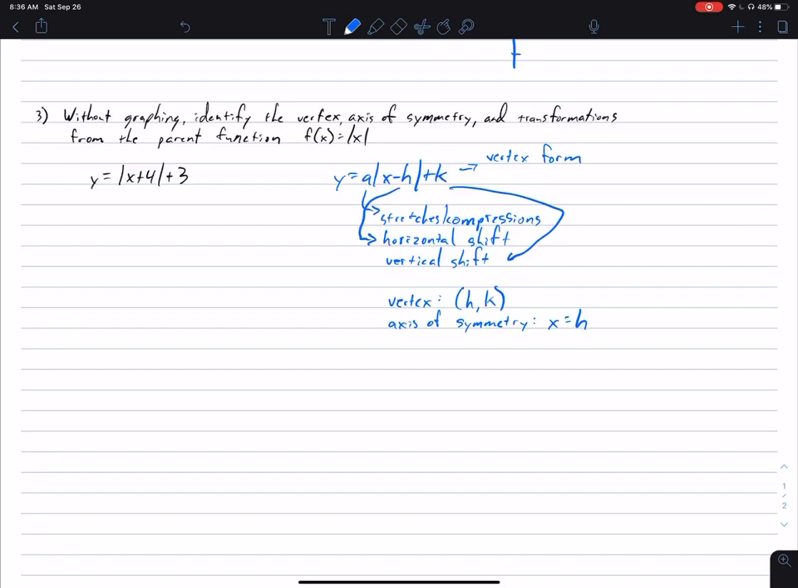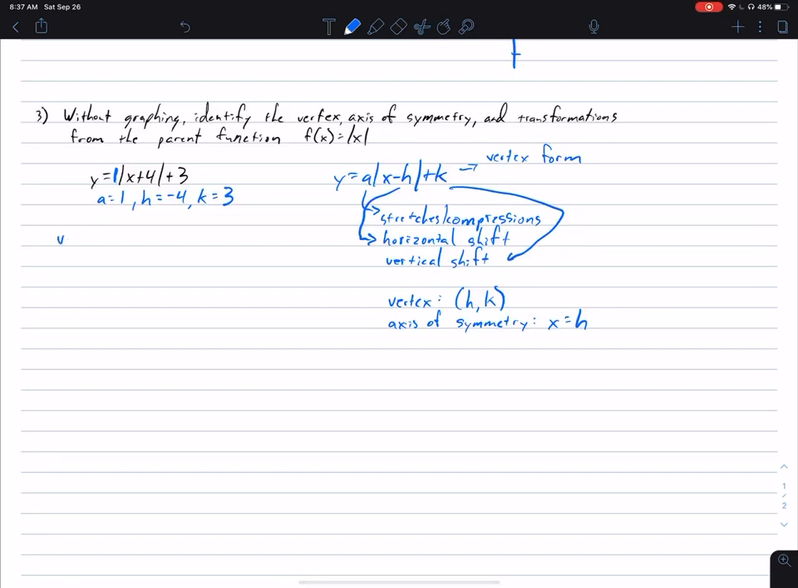All right, so we have the equation y equals the absolute value of x plus 4, plus 3. So let's start with the labeling. In this case, my a value is out here. That's just going to be a 1. My h value, the vertex form is minus h. This is plus 4, so it's going to be backwards. So h is actually negative 4 in this problem. And k is exactly as it appears, it's 3.